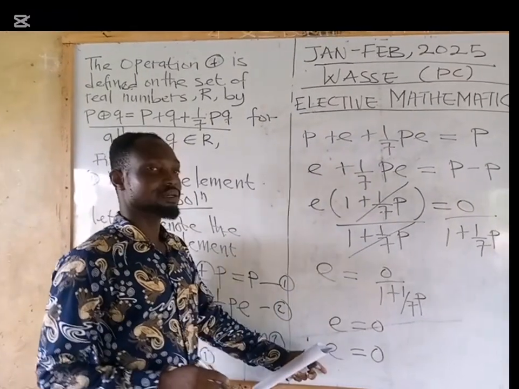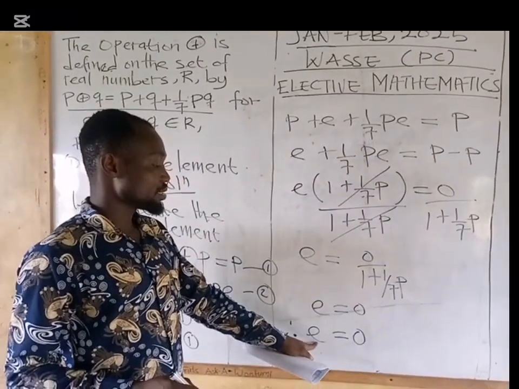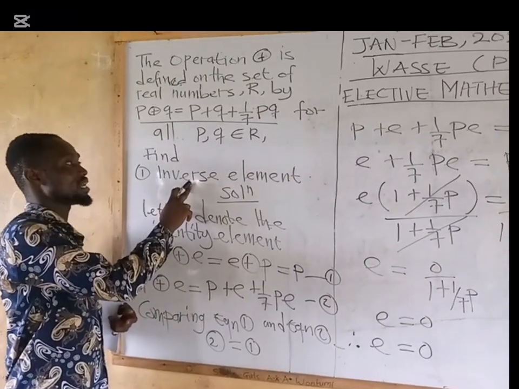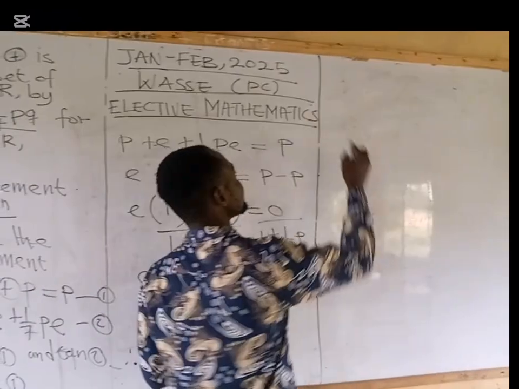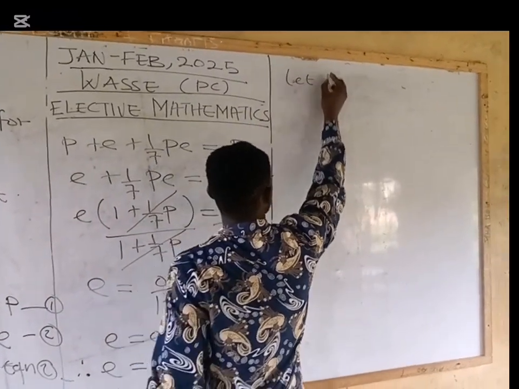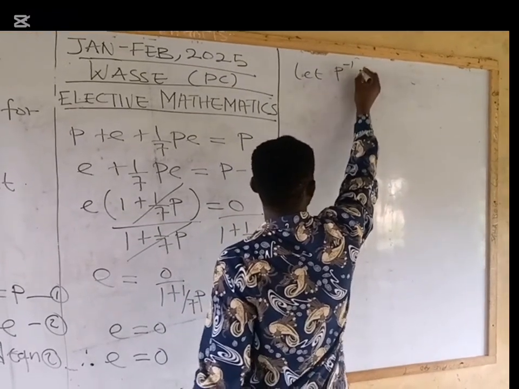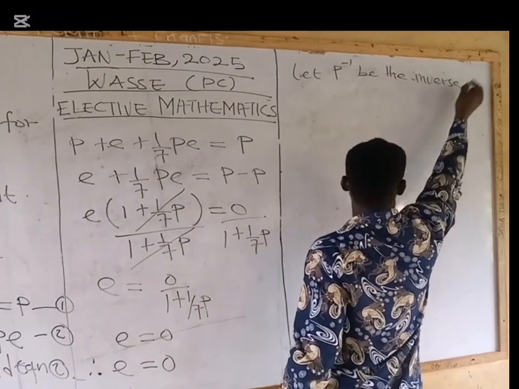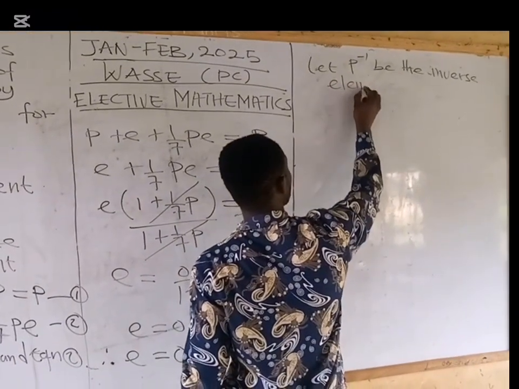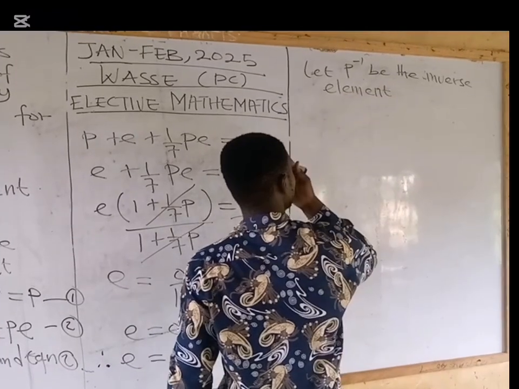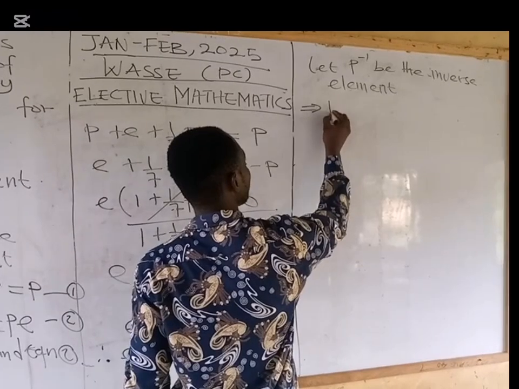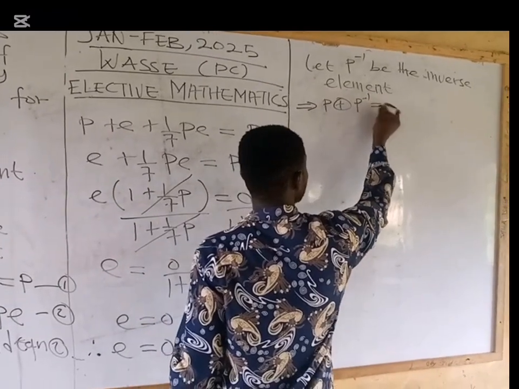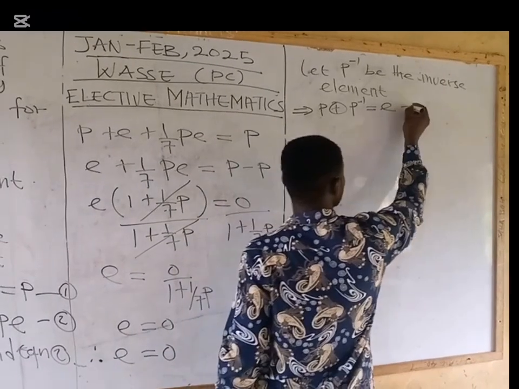Now we have the identity element 0. But the question demands that we find the inverse of the elements. So we let P to the power of -1 be the inverse element. This implies that P operation the inverse of P gives us the identity element, and that is 0.